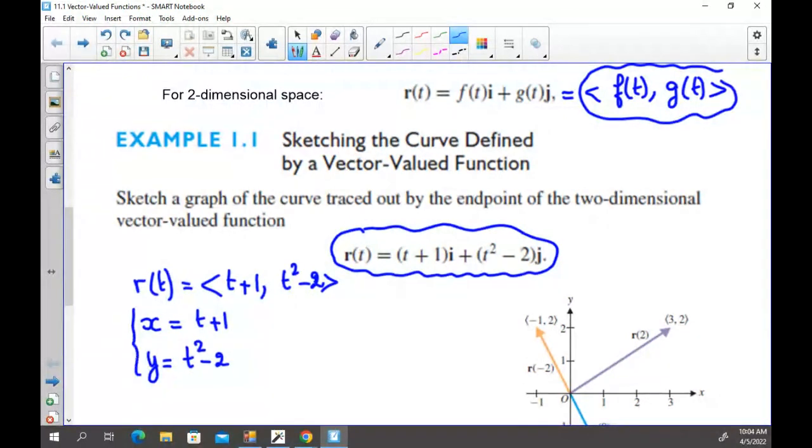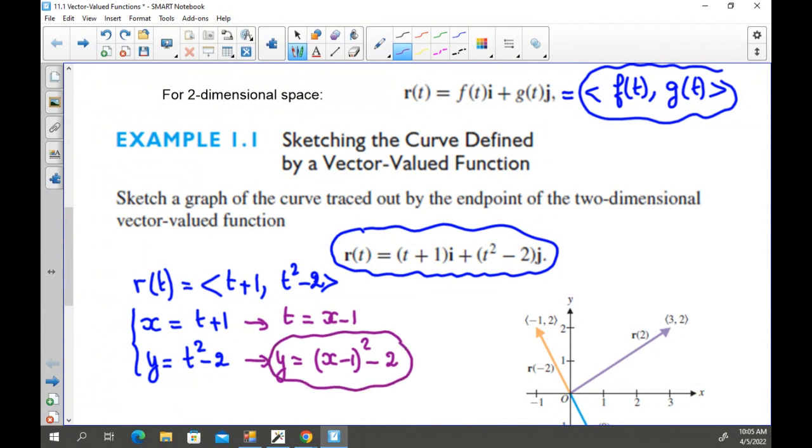So basically what I do is I look at these 2 parametric equations, x equals t plus 1, y equals t squared minus 2, and I want to graph this function. The way we can do that is I'm going to get t from the first equation. What is t? x minus 1, yeah? And I will substitute that in the second equation. So I will get y equals (x minus 1) squared minus 2.